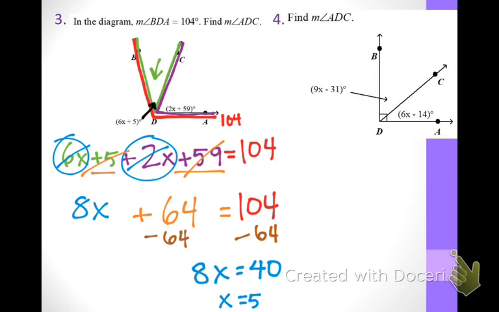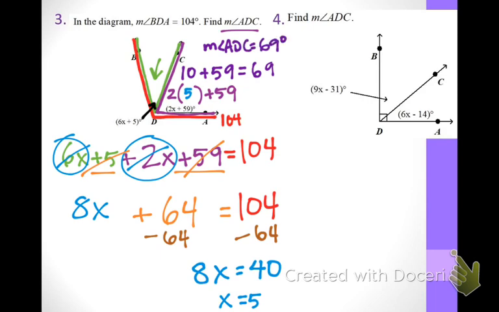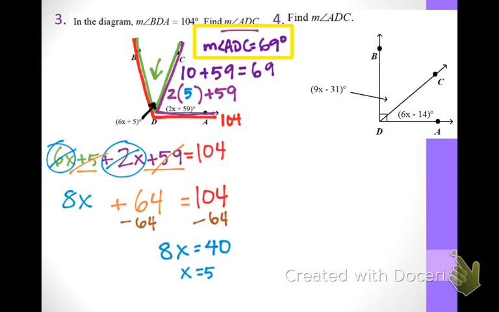Divide by 8, and what does x equal? 5. So I don't circle that because I haven't answered the question. What does it want me to find the measure of? ADC. So ADC was the 2x plus 59. So that's where we're going to plug in our x. What's 2 times 5? 10. Plus 59 is 69. So you're going to say the measure of angle ADC is 69 degrees. I'll give you a second to finish drawing the second problem.